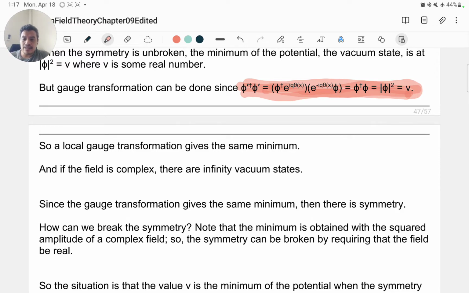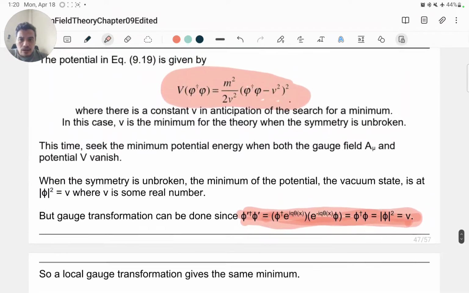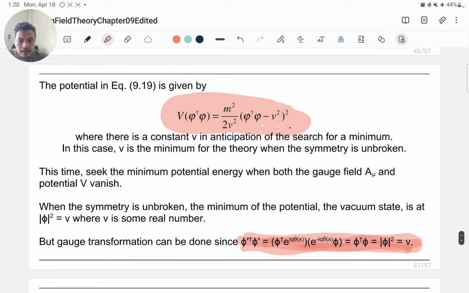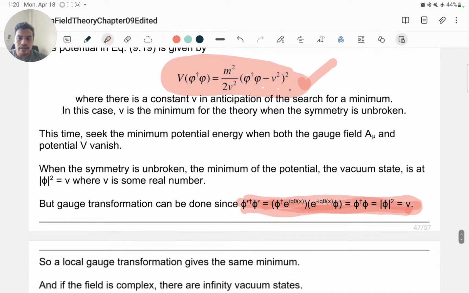But how is the symmetry broken? So the minimum is obtained with the squared amplitude of the complex field. So the symmetry can be broken by requiring that the field is real. So again, the local gauge transformation gives the same minimum. By the way, to be able to get the minimum here, you should be able to derive the potential with respect to either phi adjoint or phi.